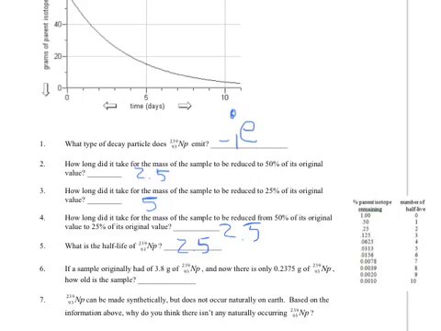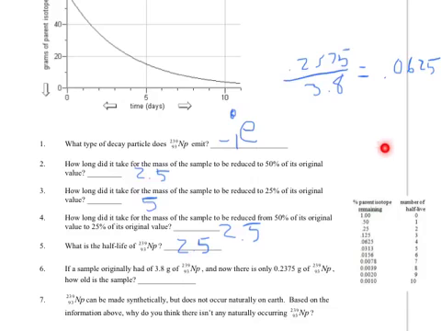Now let's look at number 6 here. A sample originally had 3.8 grams, and now there's only this much. How old is the sample? Well, here's how we do this. The first thing you got to do is figure out what percent of the parent isotope is remaining. So you take the little number, which is 0.2375, and divide it by the big number that you started with, which is 3.8. And let's see what that gives us. Hang on, I've got to get a calculator. And what that gives me is 0.0625. So that is what percent remains.